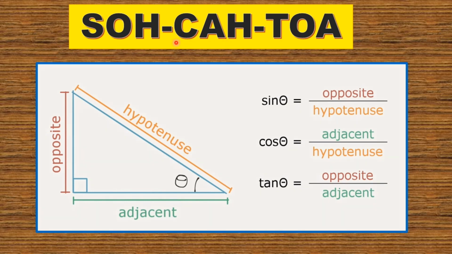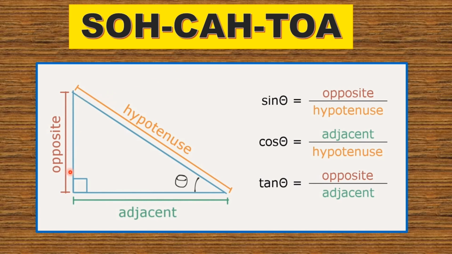SOHCAHTOA. So, SOH: sine, opposite over hypotenuse. CAH: cosine, adjacent over hypotenuse. TOA: tangent, opposite over adjacent.